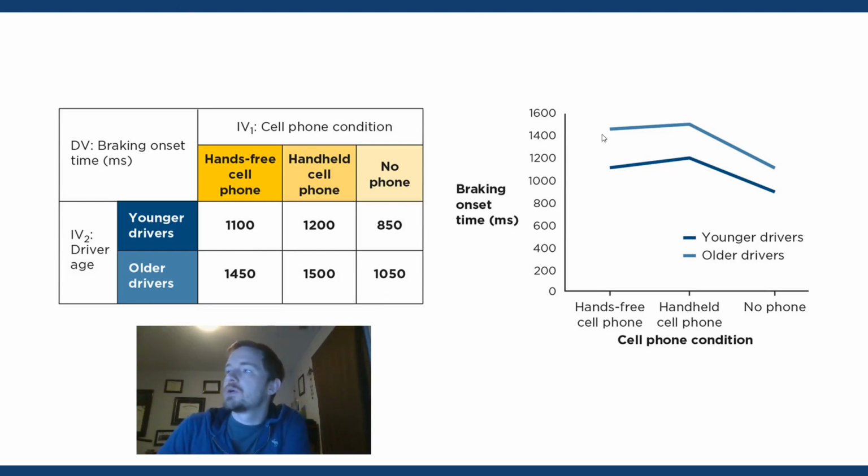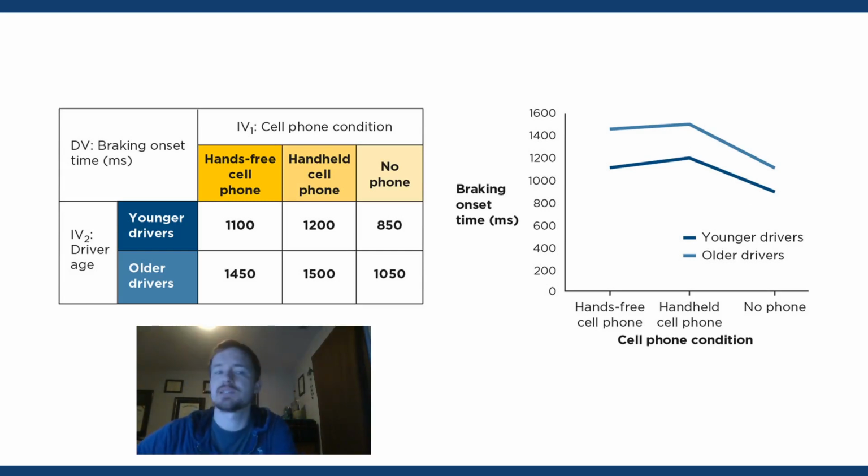So what we're looking at here on the y-axis is how quickly people can brake, their reaction time, and then we're looking at these three different conditions: hands-free, handheld, and no phone. So let's just look at young versus old. In this case, pretty much across the board, older drivers are slower at braking than younger drivers. This would probably be a main effect, right? If we got the average of young drivers and the average of old drivers, we would see that there is a difference. If we were to collapse across these conditions and get the average, there would be a difference between these groups.